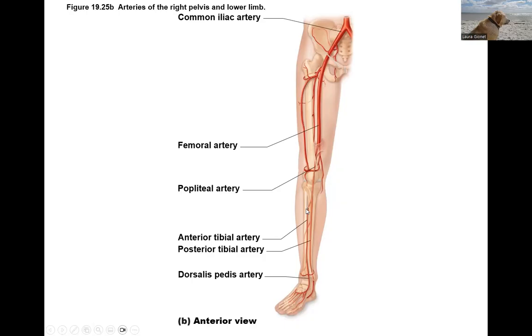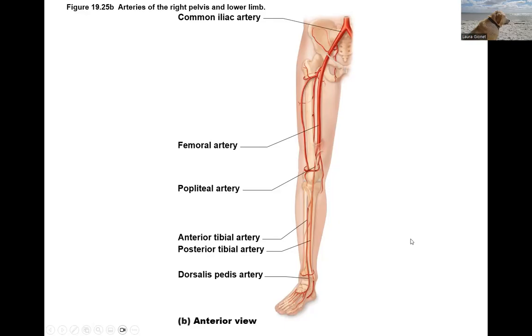Then it's going to split just below the fibular head, so to speak, and it's going to give off an anterior tibial artery and a posterior tibial. Anterior tibial, in the brighter red, continues as dorsalis pedis.